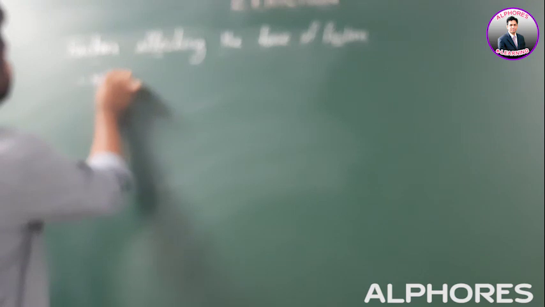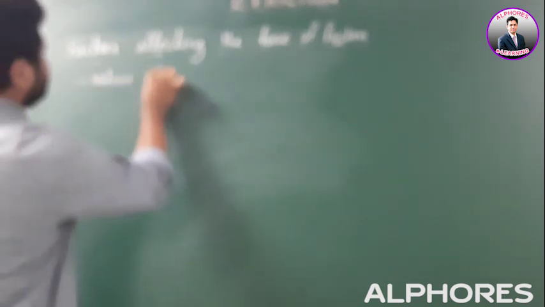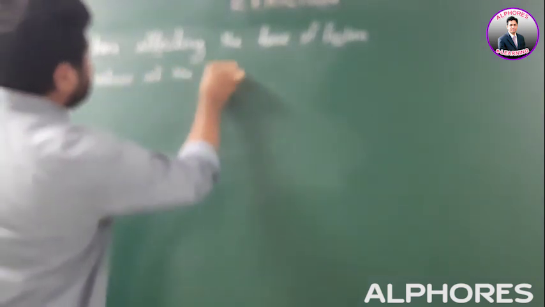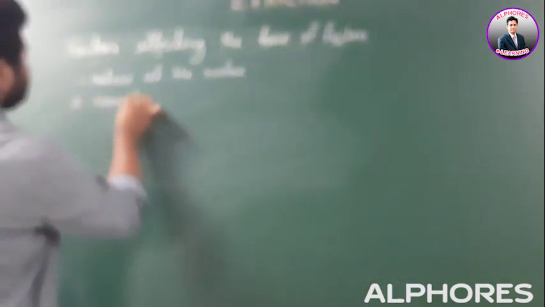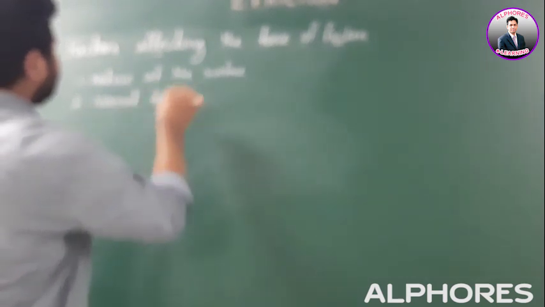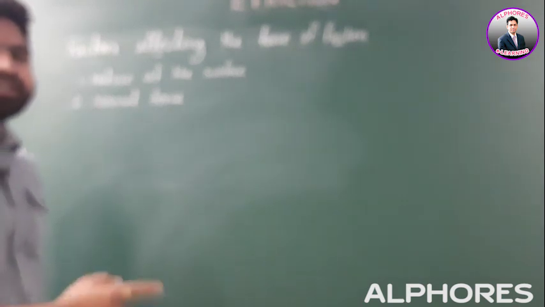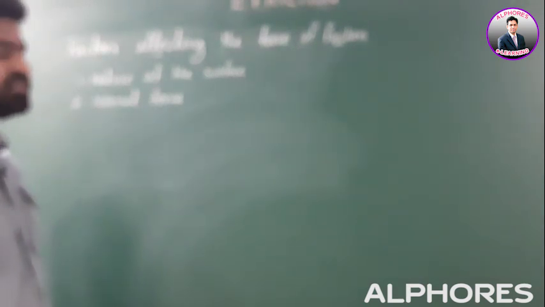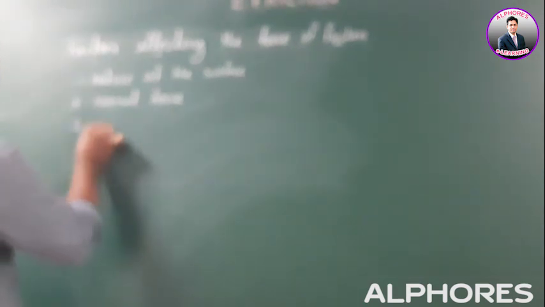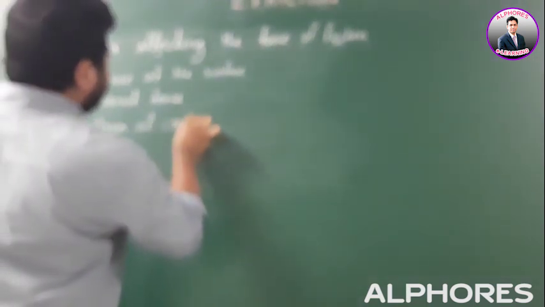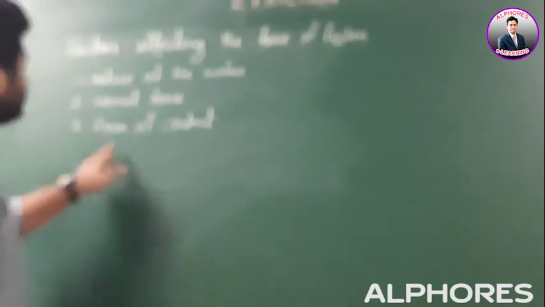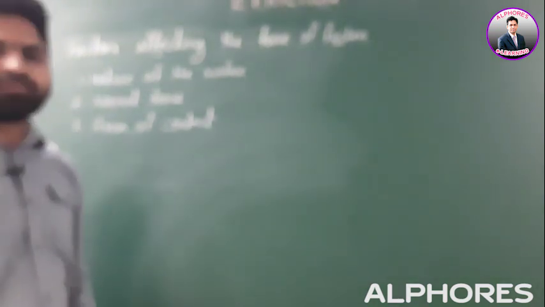Nature of the surface. Second one is the normal force. And one more thing is there, but that is independent of this force of friction. Third one is the area of contact, which is independent of the force of friction.